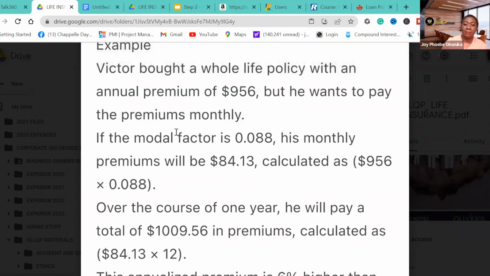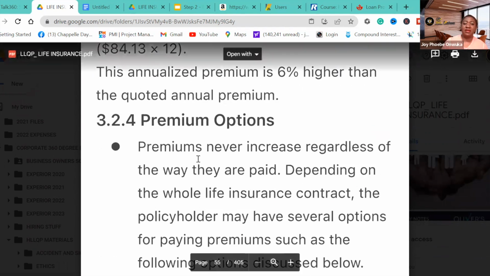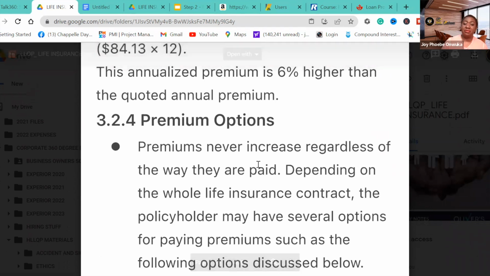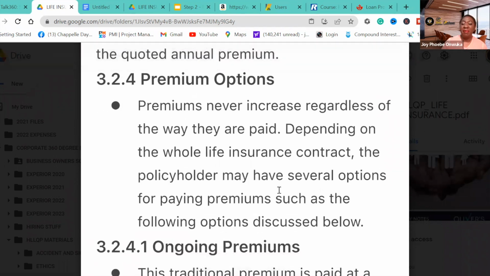Let's see, the model factor, yeah. Awesome. Now, the premium options. Premium never increases regardless of the way they are paid. Depending on the whole life insurance contract, the policyholder will have several options for paying premiums, such as the following options as discussed below.